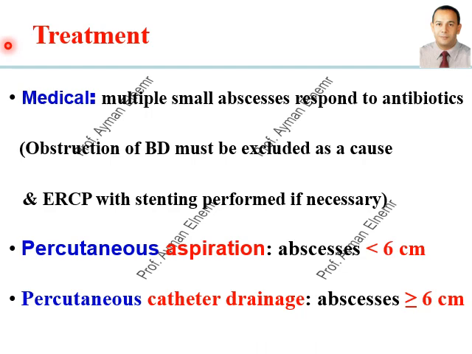The treatment of pyogenic liver abscess usually is started by medical treatment in cases of multiple small abscesses, and these abscesses usually respond to antibiotics. Obstruction of the bile duct must be excluded as a source of infection, and ERCP with stenting can be performed if necessary. Percutaneous aspiration can be done for abscesses less than 6 cm in diameter, but percutaneous catheter drainage should be used if the abscess is more than 6 cm.